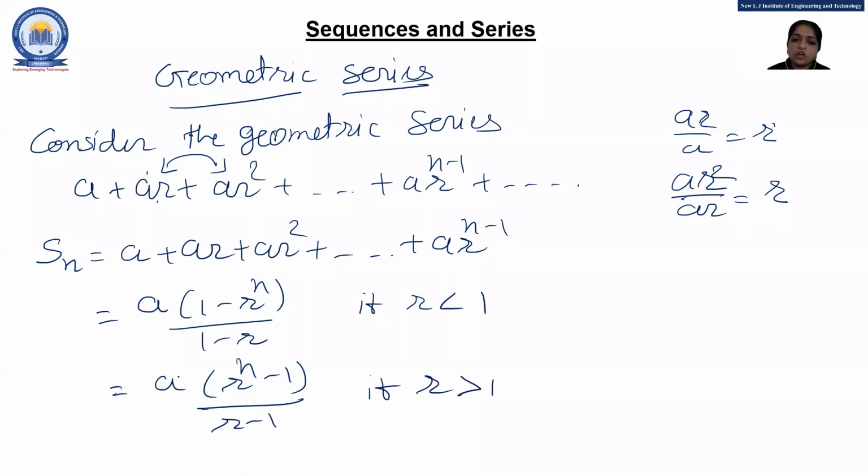Okay, so students, this is the formula for the sum of the first n terms of the geometric series. Sn is the sum of the first n terms. But there are two formulas. If the ratio R is less than 1, then we apply this: a is the first term of the series, a(1 minus R raised to n) upon 1 minus R. And if the ratio is greater than 1, then we apply this formula, that is a(R raised to n minus 1) upon R minus 1. Right? So please keep in mind this formula.